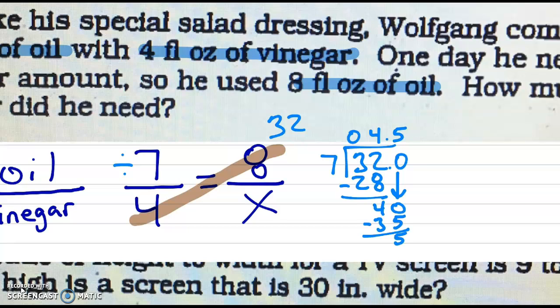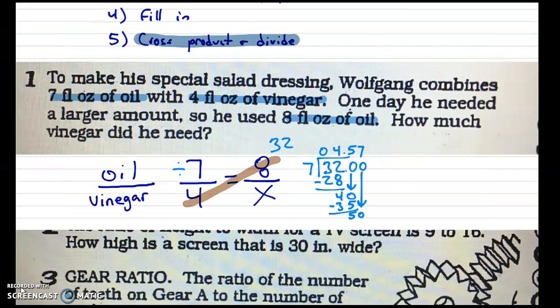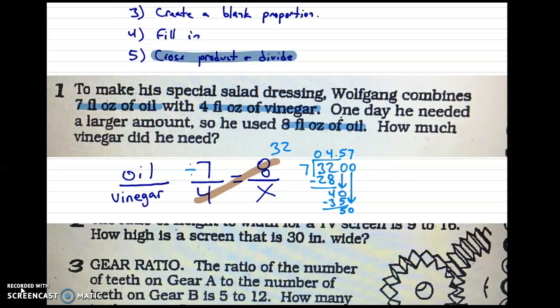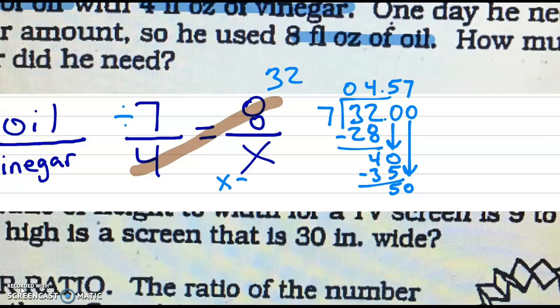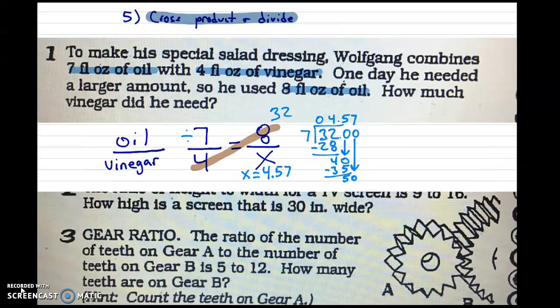Let's go ahead and add one more decimal. 50, and 7 goes into 50 7 times, because 7 times 7 is 49. Okay, so you end up, that's a strange number, X equals 4 57/100. Okay, so how much vinegar does he need? If he increases the oil just to 8, he needs just a little bit more, right? He went from 4 fluid ounces to 4 57/100 of an ounce. Okay, all right, number 3.